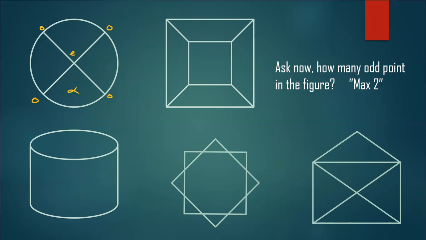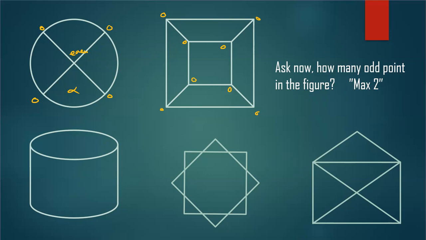I have the center here is an even point. No problem with even, but you can't allow more than two odd points. The other figure is also odd. All of them odd, odd, odd, odd, all of them. So you can start anyway, but you cannot end it properly. It's impossible to be solved as well.